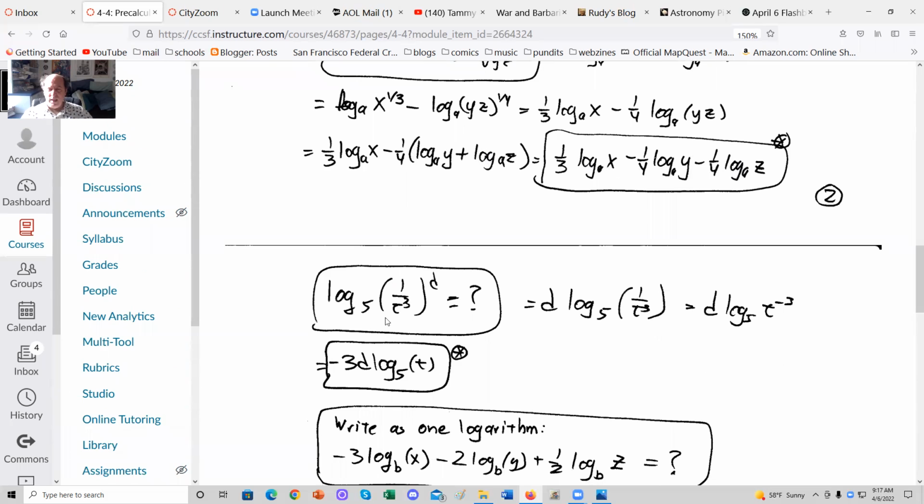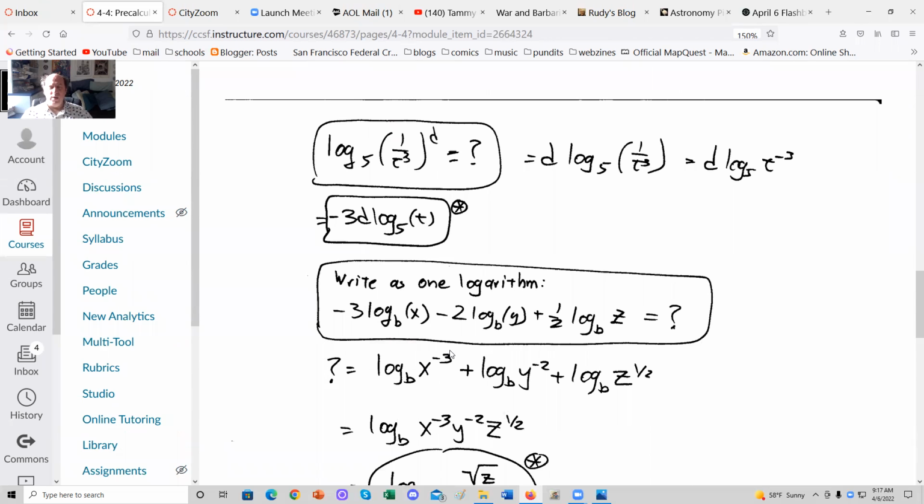All right. Log base 5 of 1 over t cubed, all to the power d. What's that? Well, okay, the d comes outside. d times log base 5 of 1 over t to the 3rd. 1 over t to the 3rd is t to the -3rd. So the -3 comes out and you get -3d log base 5 of t.